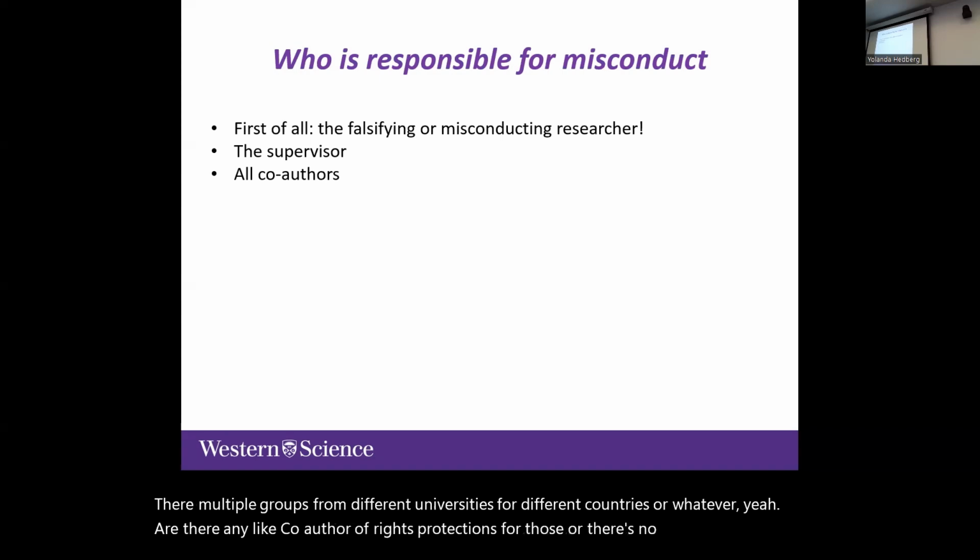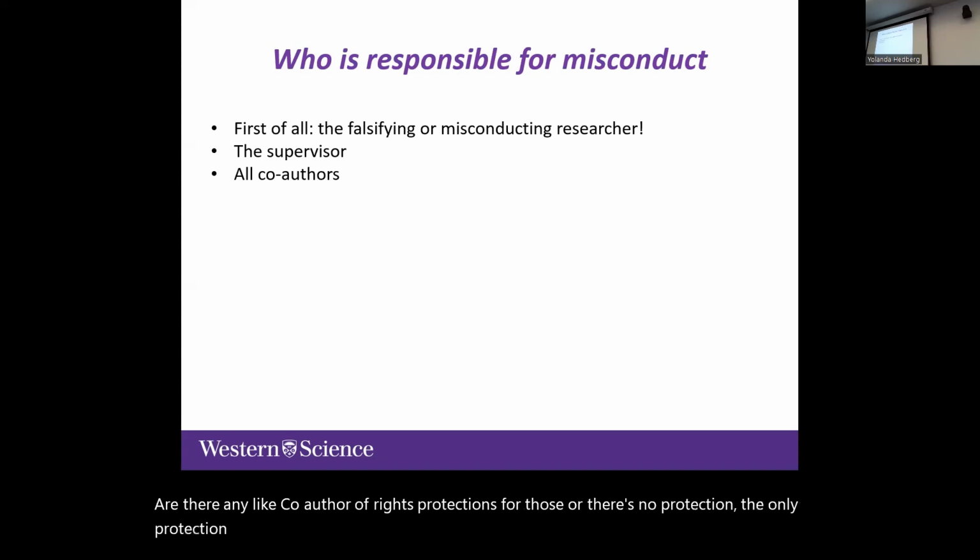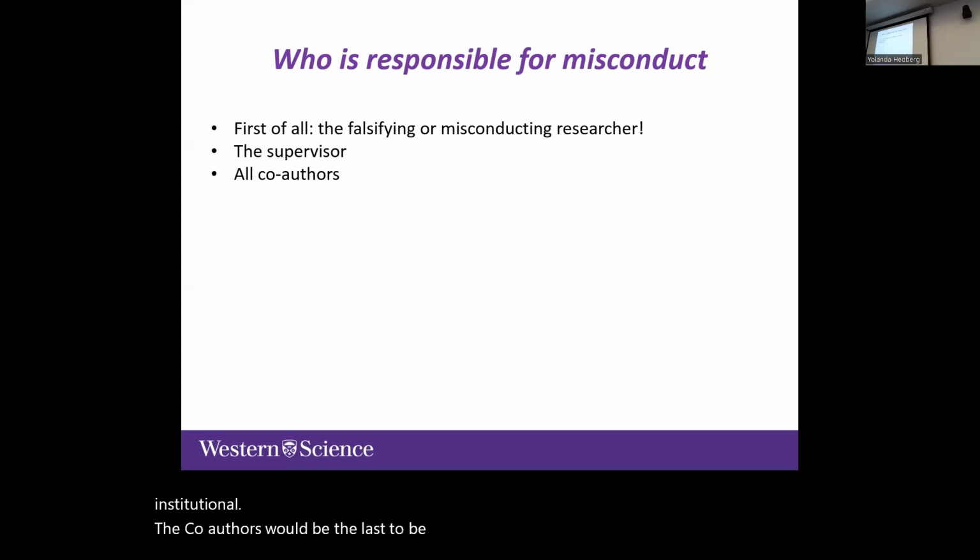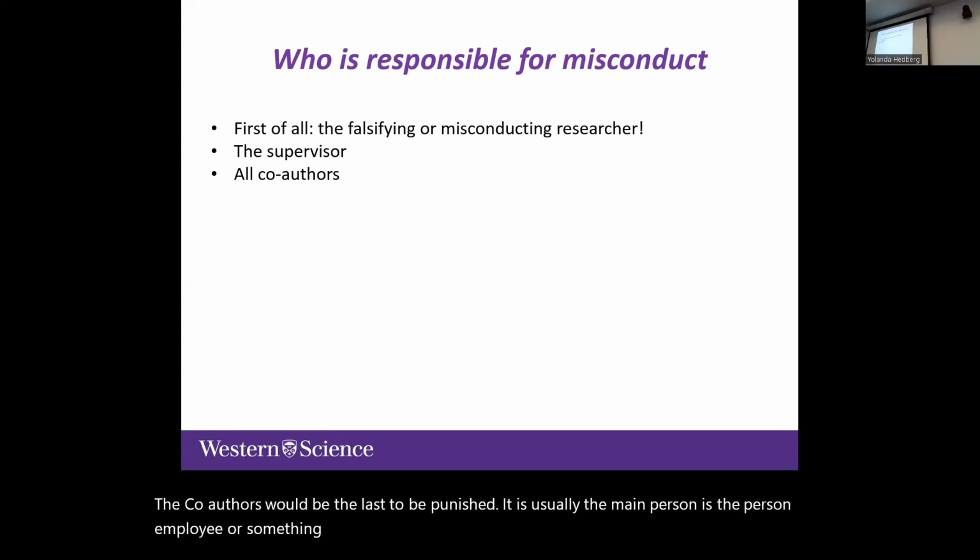The only protection that is usually the case: if there is a misconduct investigation, which is usually institutional, the co-authors would be the last to be punished. It is usually the main person, the employee who has done the fraud, and the supervisor, but not the co-author usually, but it could, right? And if you have a retracted paper, it doesn't look good.